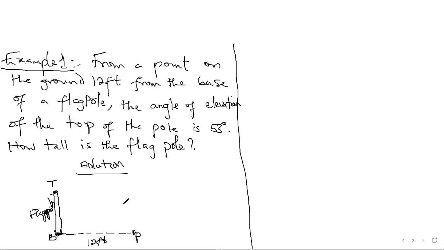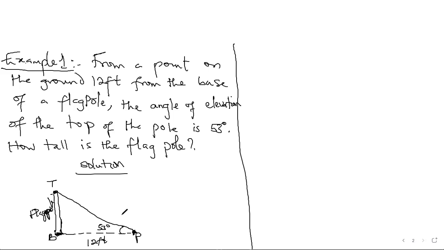So the angle of elevation of the top of the pole, the angle at which you look at the top from this point P, is 53 degrees. So the question is, find how tall is the flagpole. So you are looking for TB, and you have BP. So, and you have an angle.